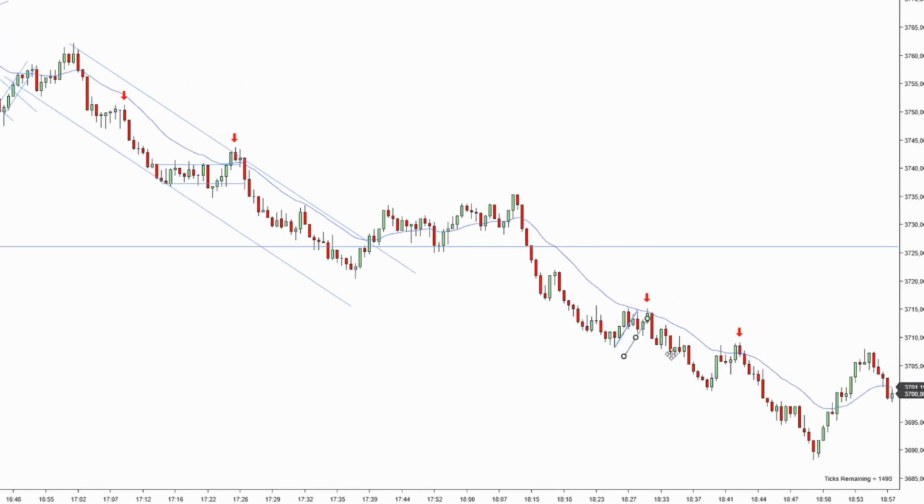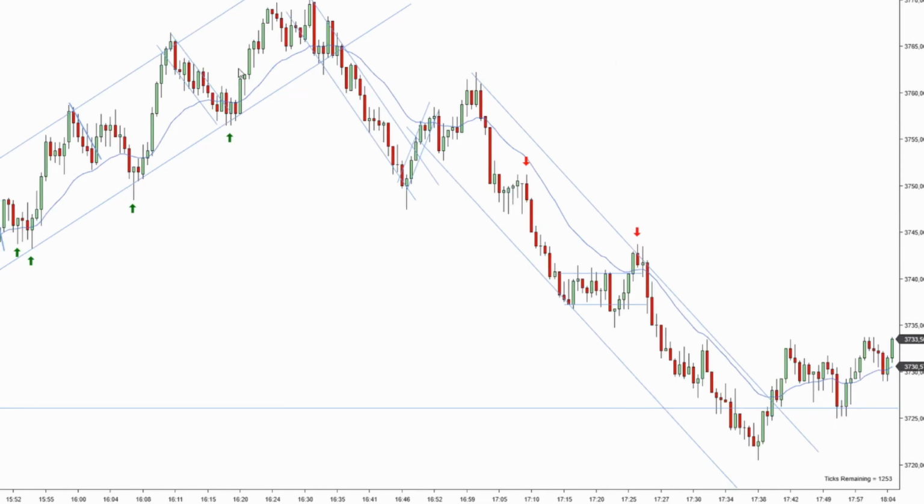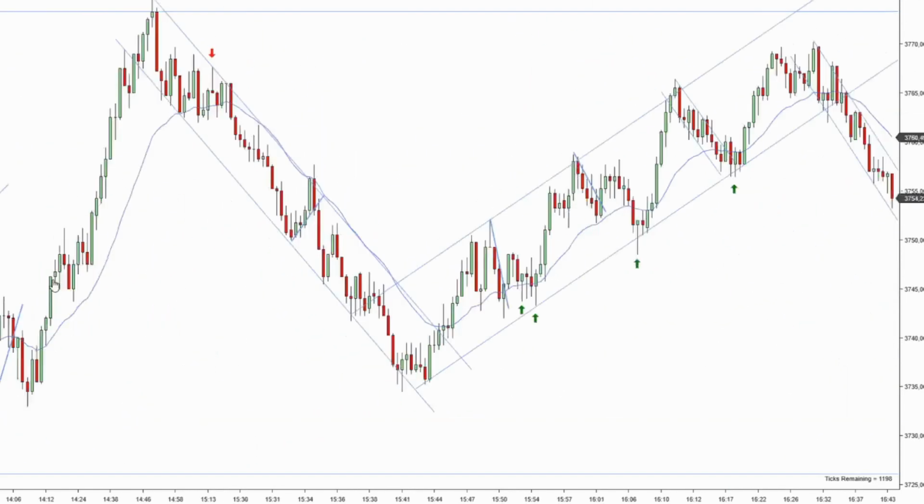Now almost every correction has a break and a new high. This is what we want to see. This is the textbook price action. So even if you're unsure during the day what's going to happen, just stay patient.